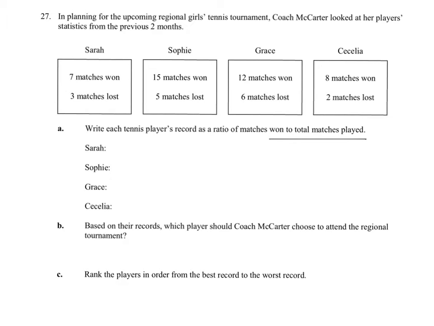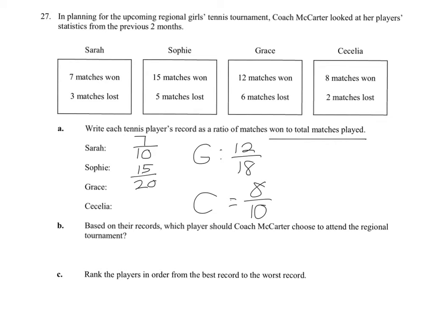Okay, so if we look at Sarah, she won 7, but she played a total of 10 games. So that'd be 7 out of 10. And then Sophie won 15 games out of a total of 20. And then Grace, here I'm going to put G over here for Grace because I'm kind of running out of room. Grace won 12 games out of a total of 18, and Cecilia won 8 games out of a total of 10.